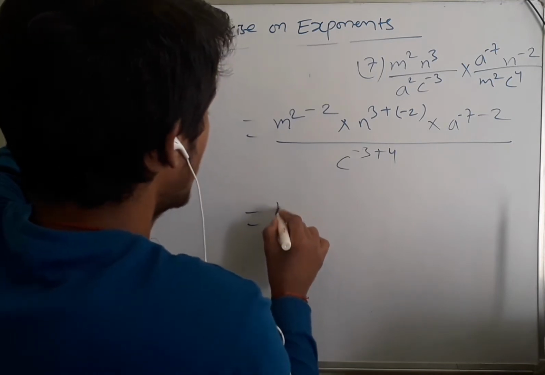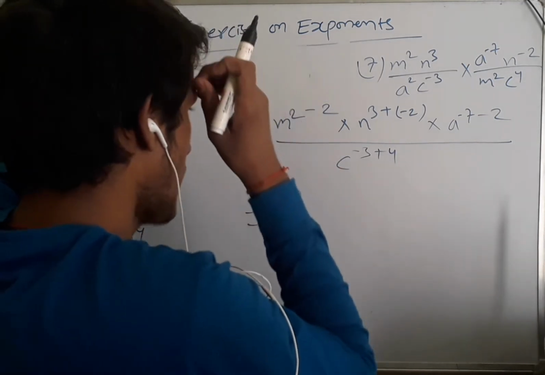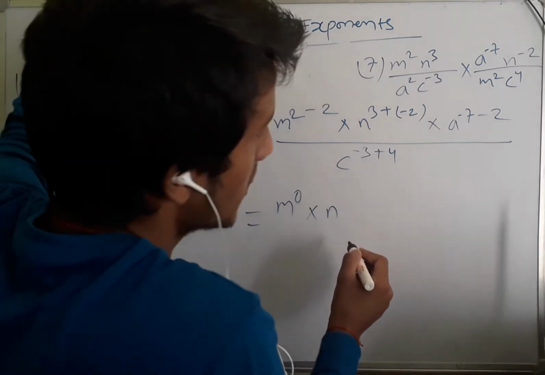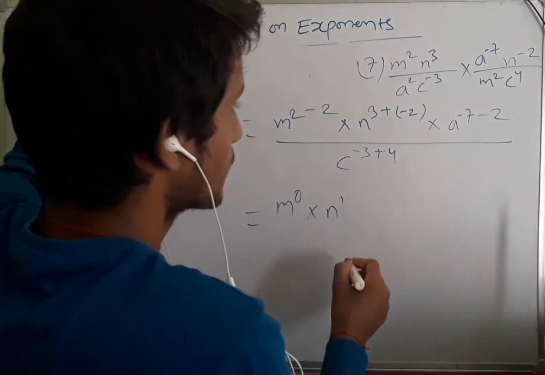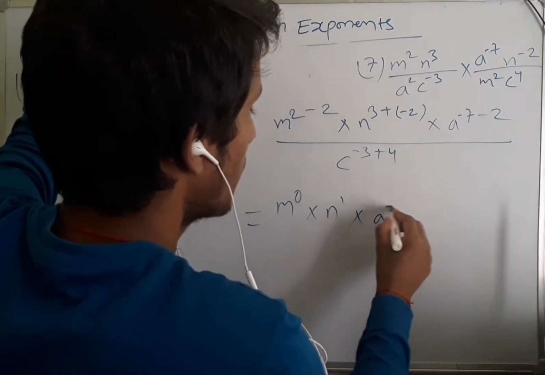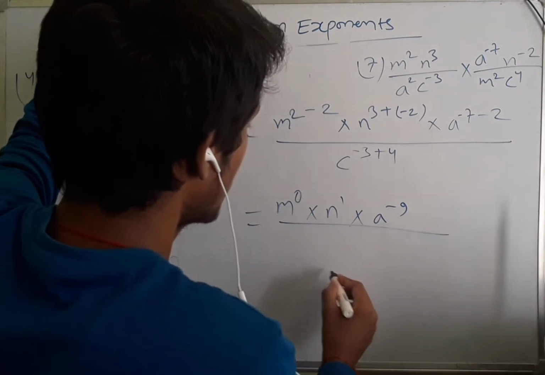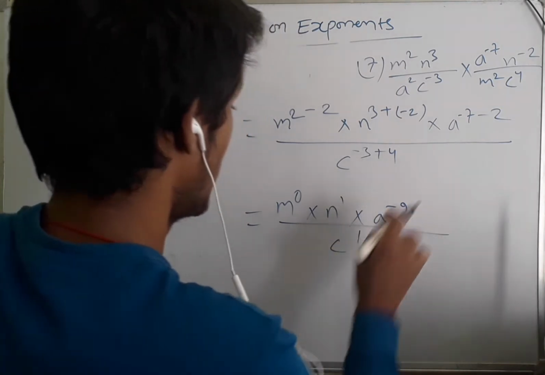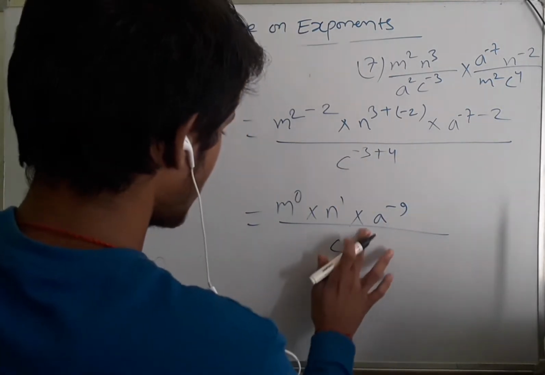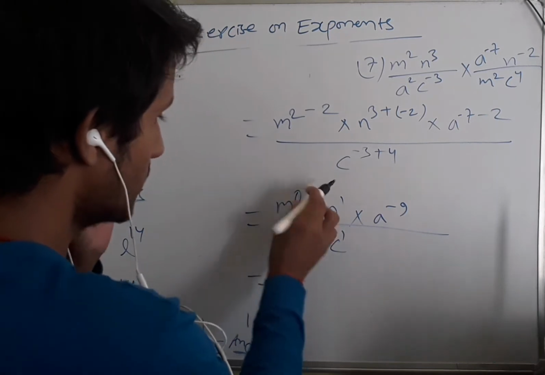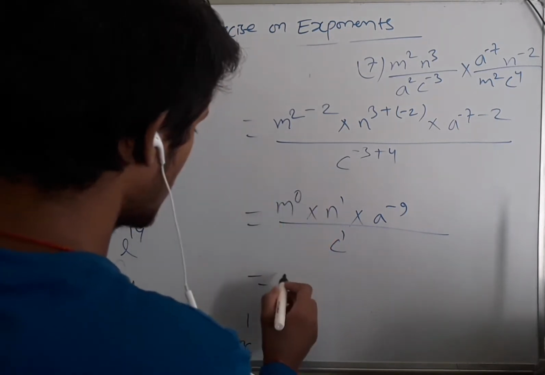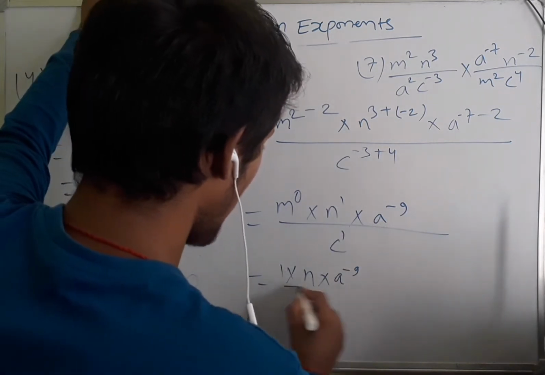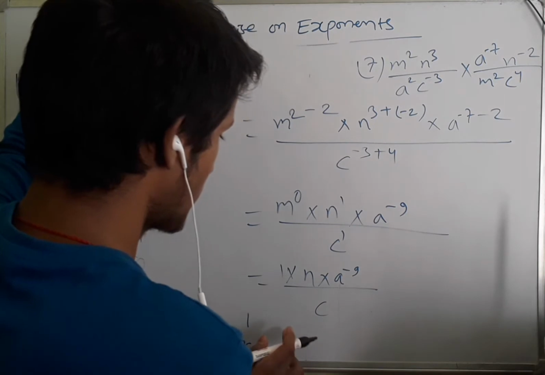This will be this, and this will turn out to be 0, m to the power 0 times, I'm doing it step by step, just for beginners, and this will be 1 times e to the power minus 9 divided by c to the power minus 1. That's what it should be. I'm sorry, 1, because it's minus 3 plus 4. That's 1 there. This is basically just 1, and 1 times n times a to the power minus 9 divided by c. You can just write c.